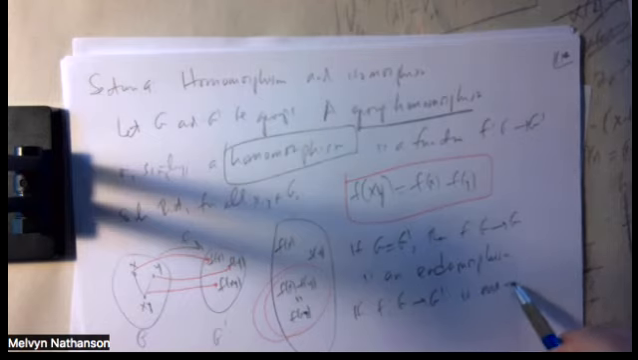If f from G to G prime is 1-to-1 and onto, then f is called an isomorphism. If f from G to itself is an isomorphism, that is 1-to-1 and onto, then we call f an automorphism.